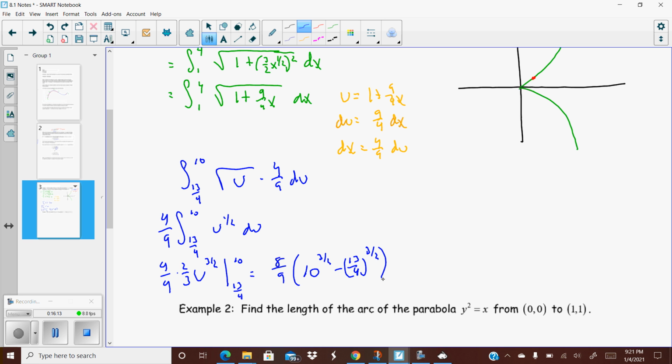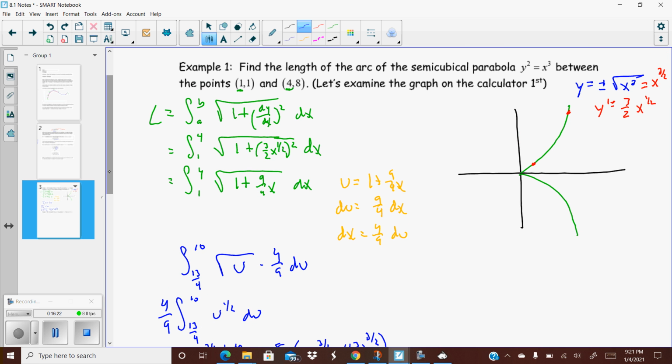All right. Now I'm going to show that this could have been done another way. It could have been done by, instead of solving for y, solving for x. So down here, I'm going to solve this thing for x, which means that x would have been the cube root of y squared, which is the same thing as y to the 2/3 power. So then x prime would have been 2/3 y to the negative 1/3 power.